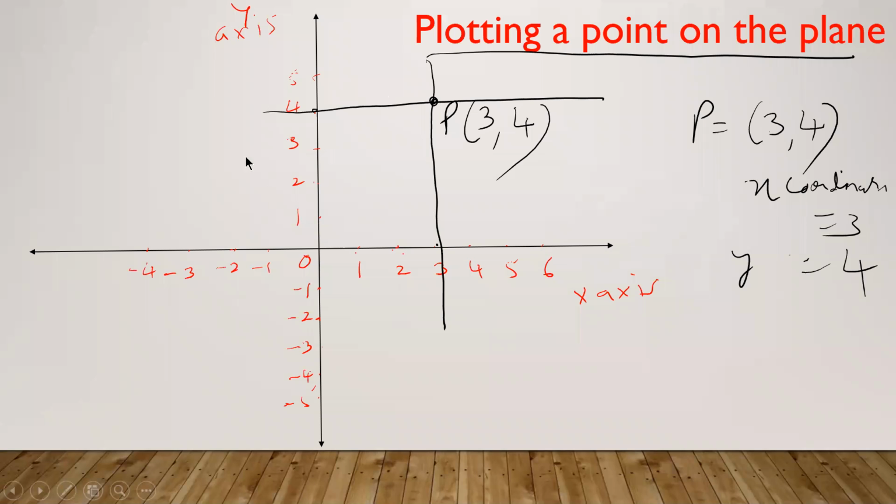Here, because I'm not having a proper graph paper, but on the graph paper, you will already have these lines. So you don't even have to draw it. You can easily see that here is 3, here is 4, so the line will already be there. And then you can see where they are meeting, and that point will be (3, 4). So we have seen plotting a point on the plane.